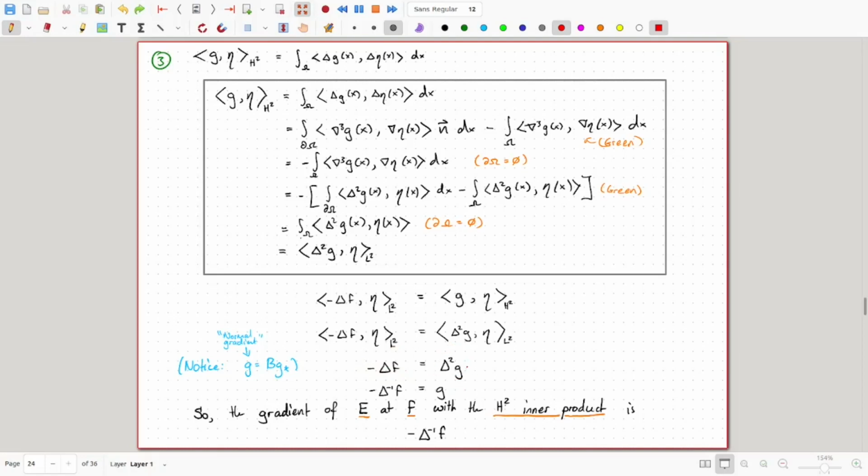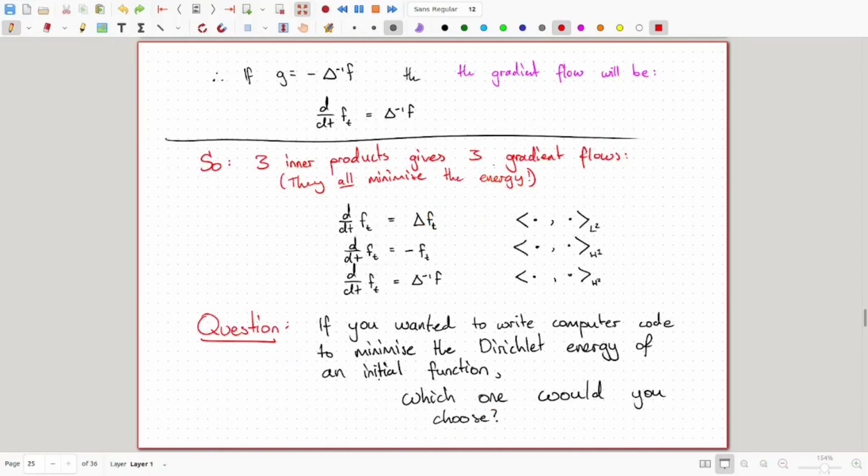What you can imagine doing, again, this is questionable, is applying the inverse Laplace operator twice to f. And so we get something that looks like this. Therefore the gradient of our energy at a function f with the H2 inner product is this thing here. It's the negative of the inverse Laplace operator evaluated at f. And so therefore our gradient flow, our derivative with respect to time of our function f, is equal to the inverse Laplace operator applied to f.